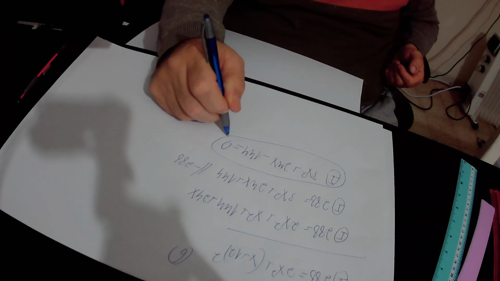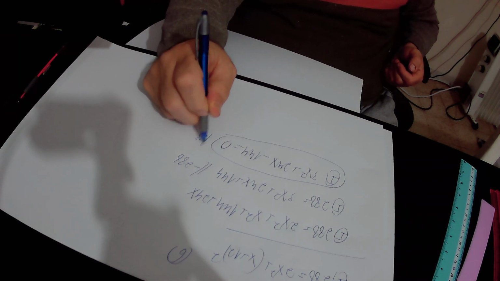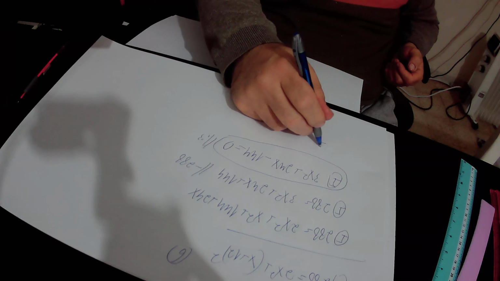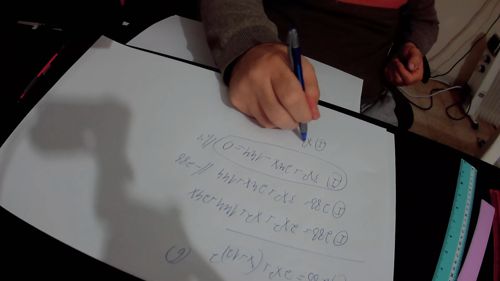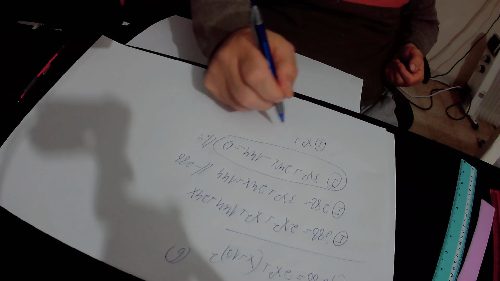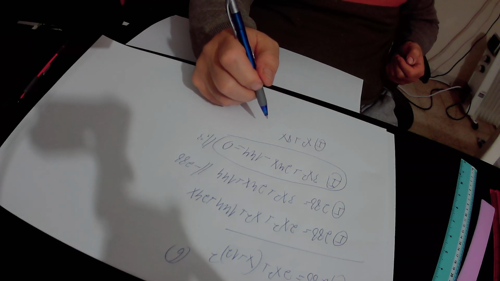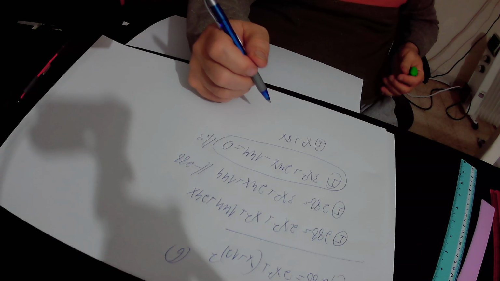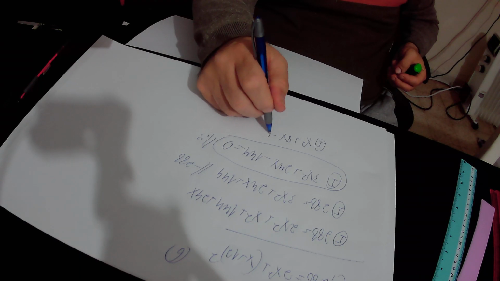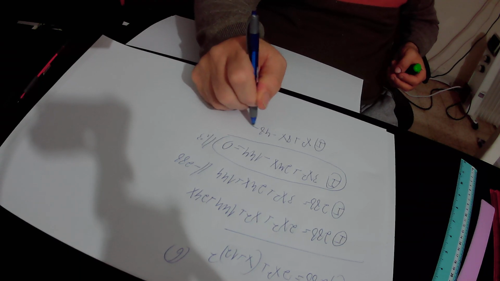We divide this quadratic equation by 3, and finally we get that 3x squared over 3 is x squared, plus 24x over 3 is 8x, minus 144 over 3 is 48, minus 48. That is equal to 0.